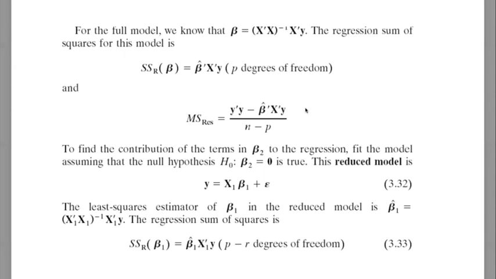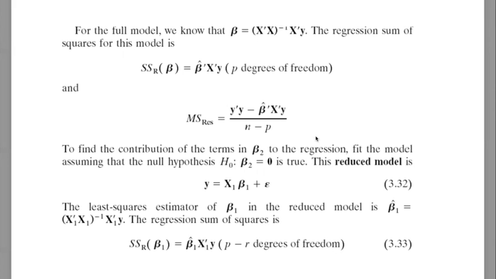All right, and then the mean squares error associated with the full model, again, as you'll recall, is given by this expression here. So we have the sum of squares error divided by its associated degrees of freedom. So we have y prime y, that uncorrected sum of squares of the response, minus beta hat prime times x prime times y. That gives us the mean squared error associated with the full model.